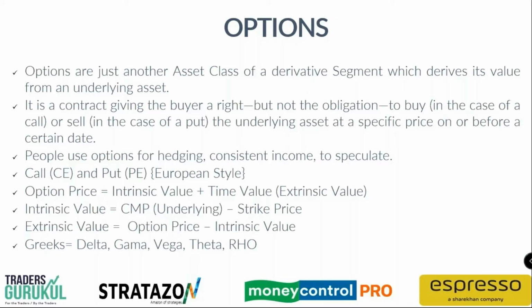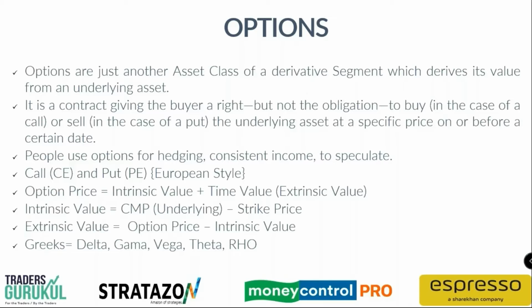So people use options for hedging, consistent income, and to speculate. Now, how is the option price calculated? It is basically the intrinsic value plus time value, which we also call extrinsic value. And intrinsic value is current market price minus strike price.